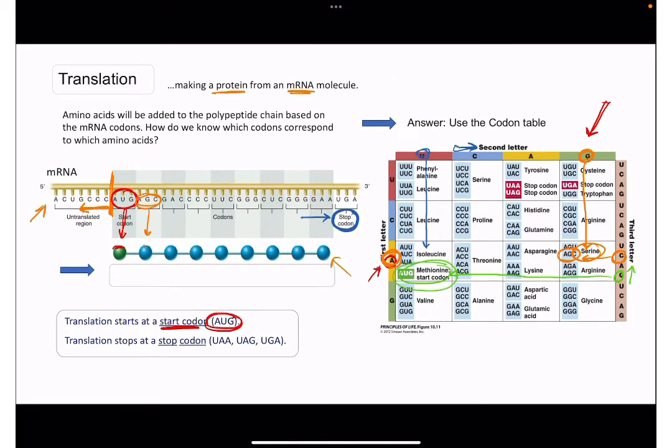So what did we come up with? Well, hopefully this is what you came up with. There's your methionine, there's your serine, and then just on down the list.